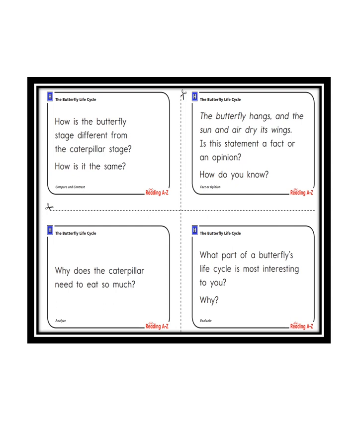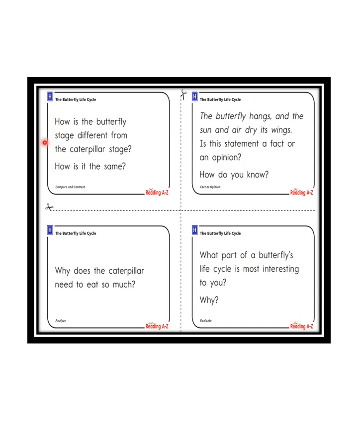Look at a couple comprehension questions. This first one can be kind of tricky, so I'm going to walk you through it and discuss it with you. The question is, how is the butterfly stage different from the caterpillar stage, and how is it the same? So how is it different and how is it the same? Let's look at how it's different.